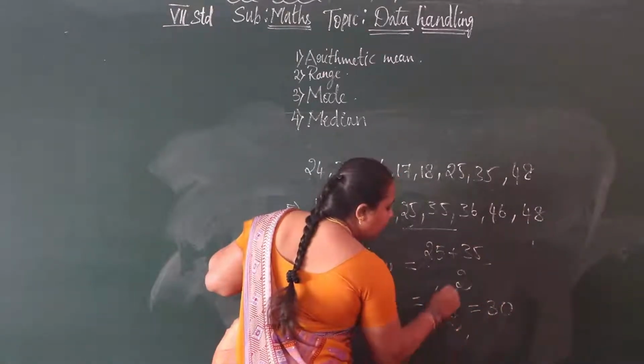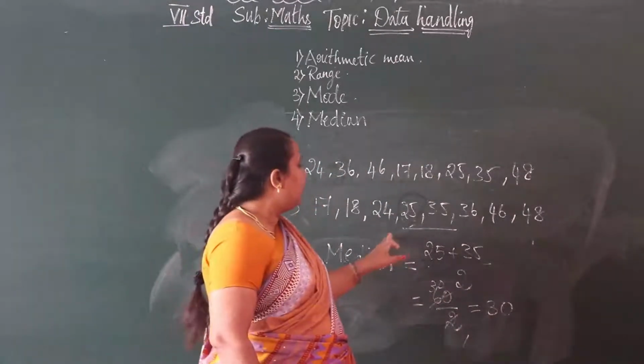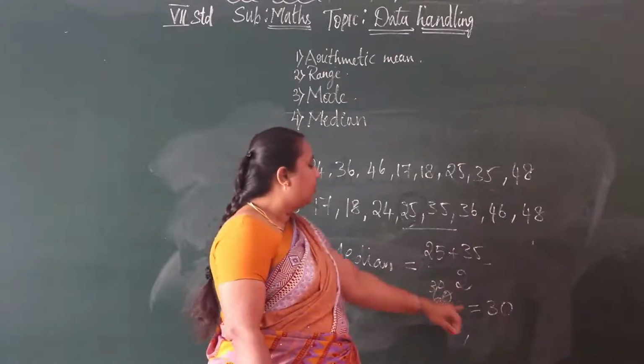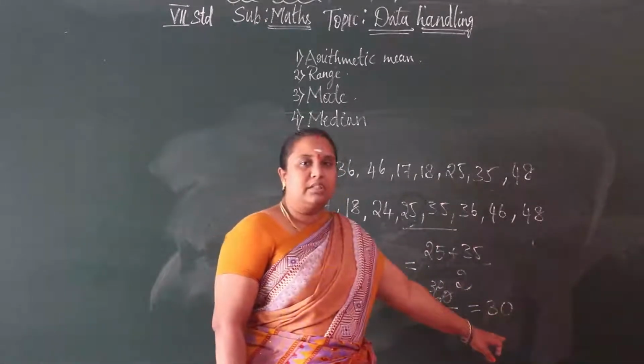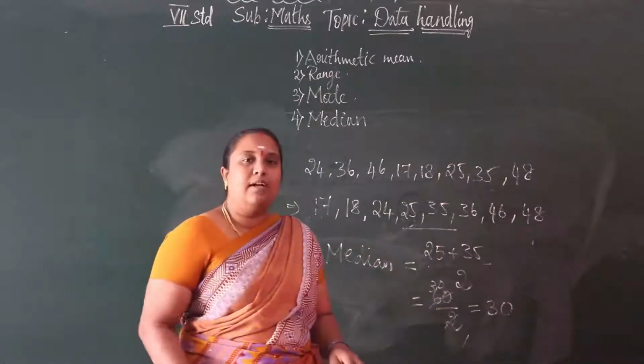2 ones are 2, 2 threes are 6, 0. So 30. What is the median of this given set of values? Median equals 30. Is it right? So 30 is the median of the given set of even numbers.